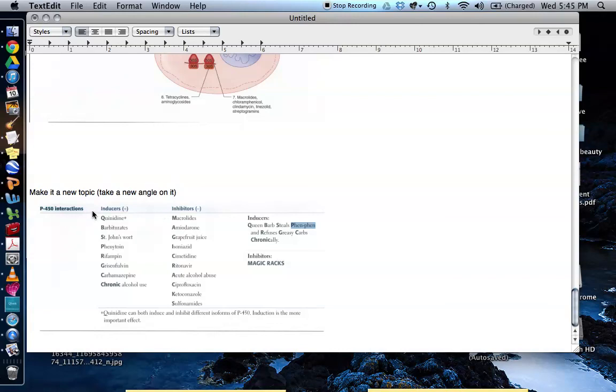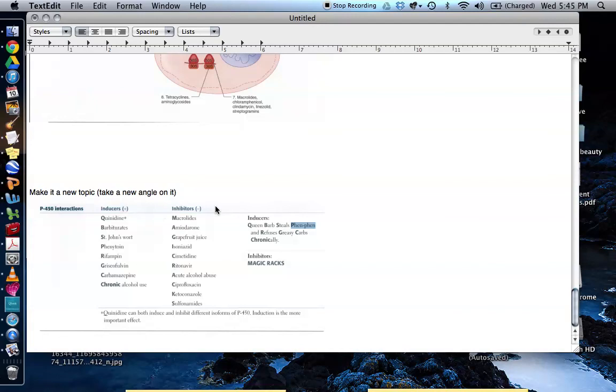But just forget it. Don't waste your time trying to remember, oh yeah, this one has myeloperoxidase or some weird thing that's so hard to remember. Make yourself a list of bugs that have catalase and oxidase. And in this case, yes, it's the P450 inducers. So: Queen Barb sells phen-phen and refuses greasy carbs chronically. There you go. See that?